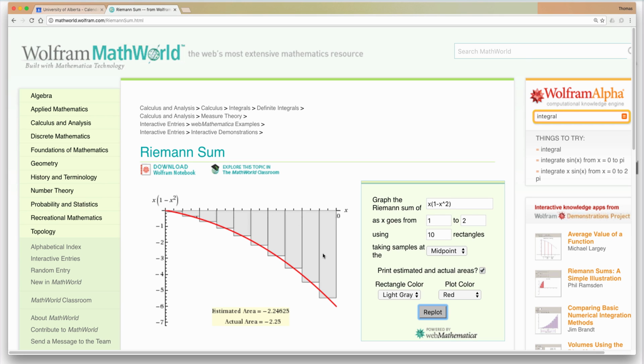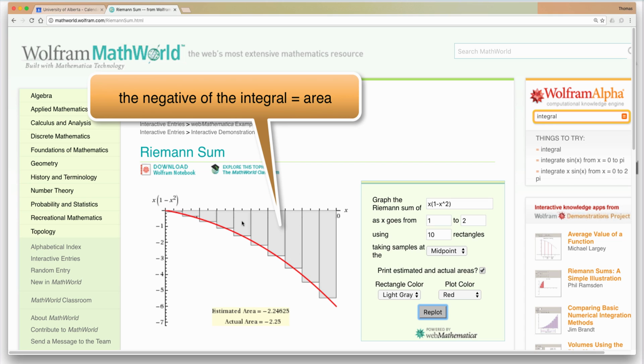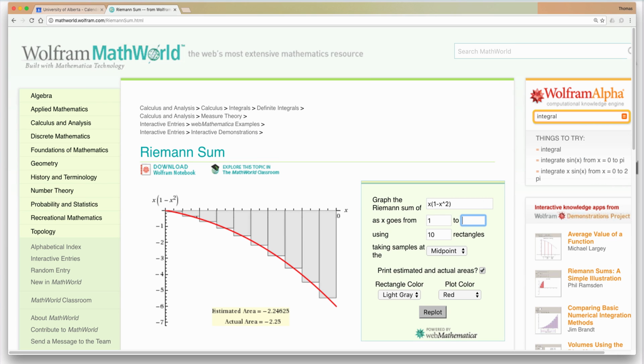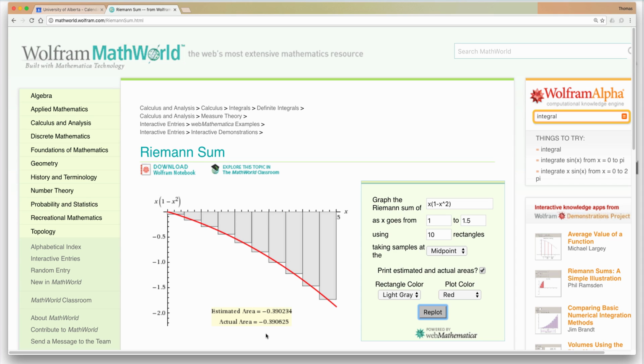Or in other words, you could say, the negative of the integral is the area. Okay? So the negative of the integral is the area, and that's why we call it a signed area, because the area seems to have a sign. So what happens if we use 1.5 here? Because this is a number I need later. Now this goes to 1.5 and the area is minus 0.39.